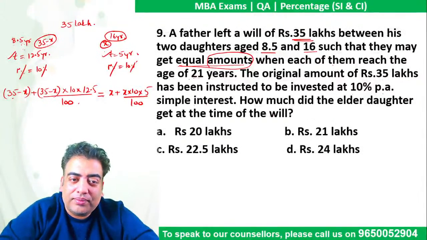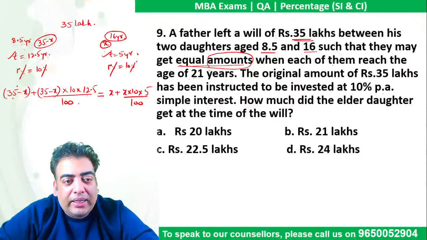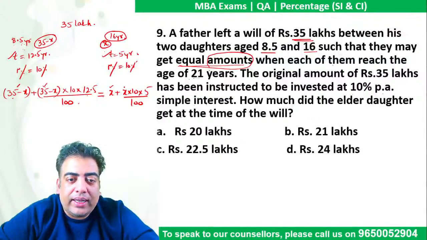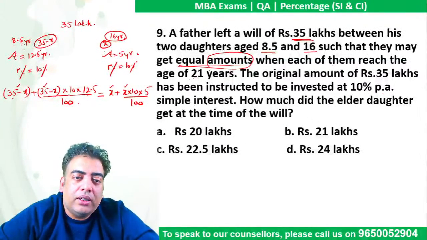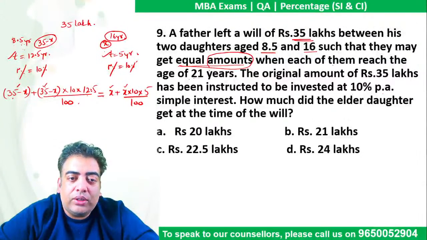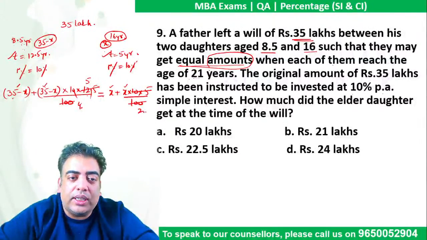Right. So now we just need to solve it. So we can take 35 minus X common here, and we can take X common here. So I'm just going to simplify it, right? So this 10 into 12.5, the 0 and decimal got compensated. So 25 into 5 and 25 into 4 get cancelled out. So 5 into 10 is 50. So 50 into 2 is 100.